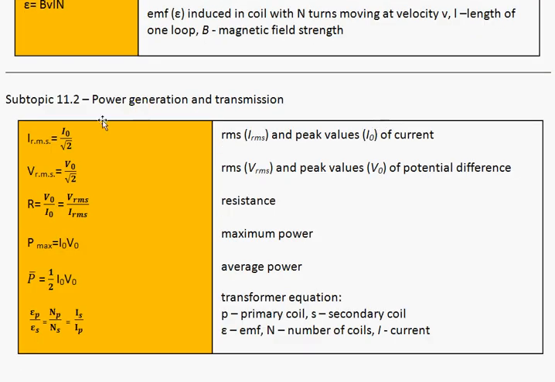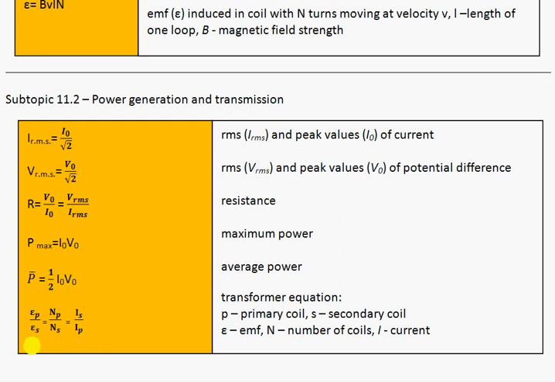Here we have relations between root mean square current and alternating current peak values. The same for voltage. For resistance we can use either peak values or root mean square values. For maximum power we should use maximum peak values. For average power we use root mean square values, and when we multiply the squares we get 1/2.